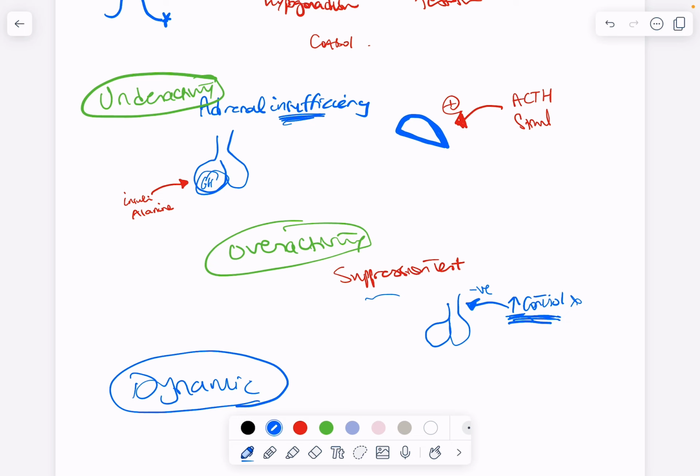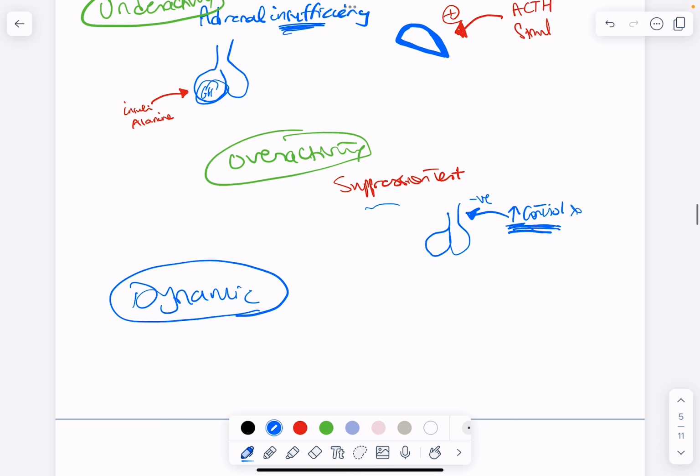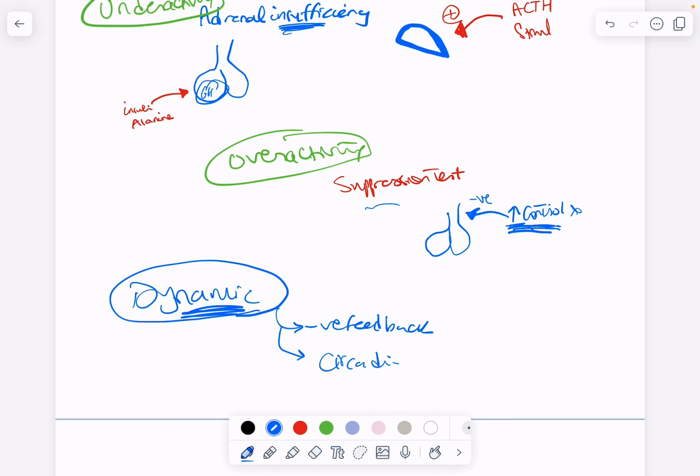While other disorders may allow for measuring the direct blood level without doing anything dynamic. What makes it dynamic is because it's under negative feedback, it's under control, and what makes it dynamic is also because there is a circadian rhythm where I can't just measure it at any time of the day, right?